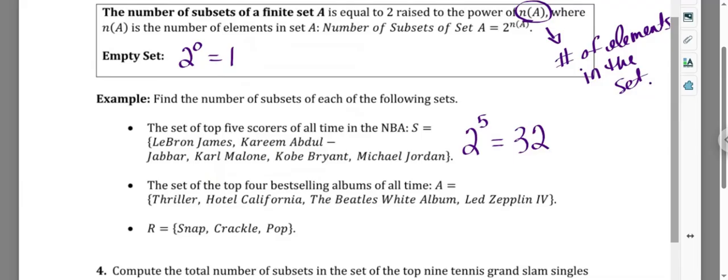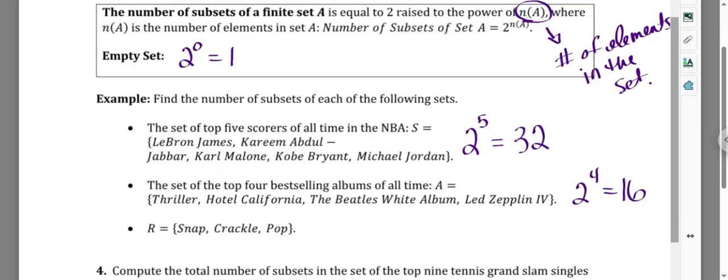Top 4 best-selling albums of all time. We've got Michael Jackson's Thriller, the Eagles' Hotel California, the Beatles' White Album, which is probably the one still up there, and Led Zeppelin's 4. I don't know if it would still be up there or not. So again, 4 items, 16 subsets you can create with that.